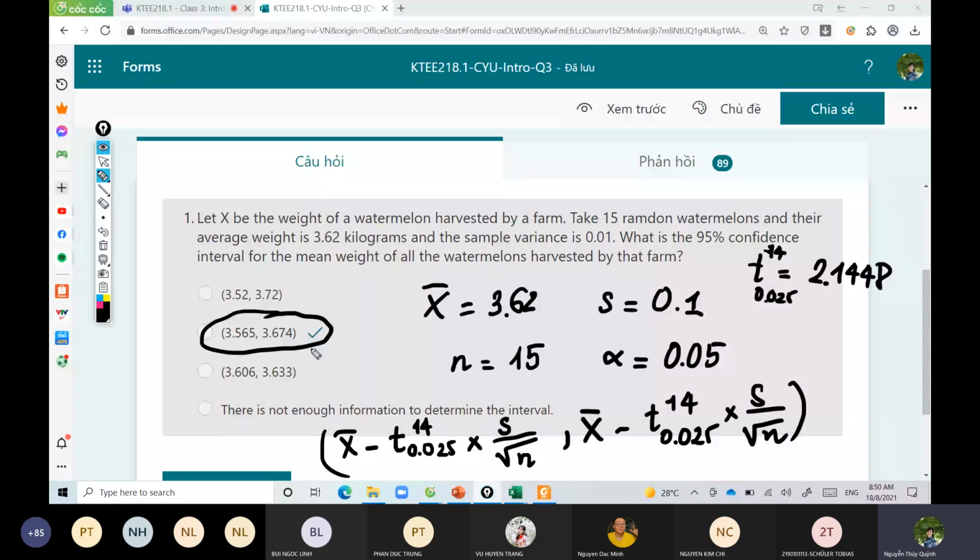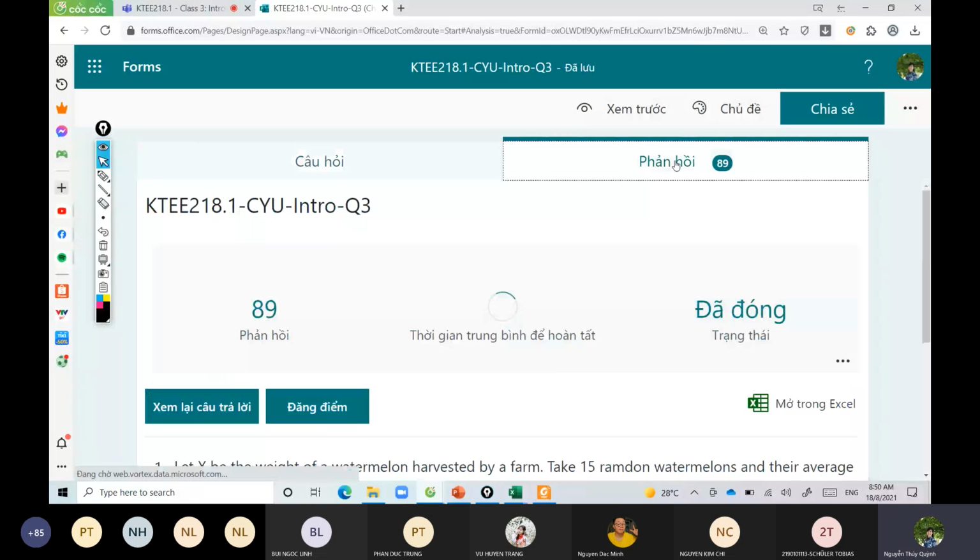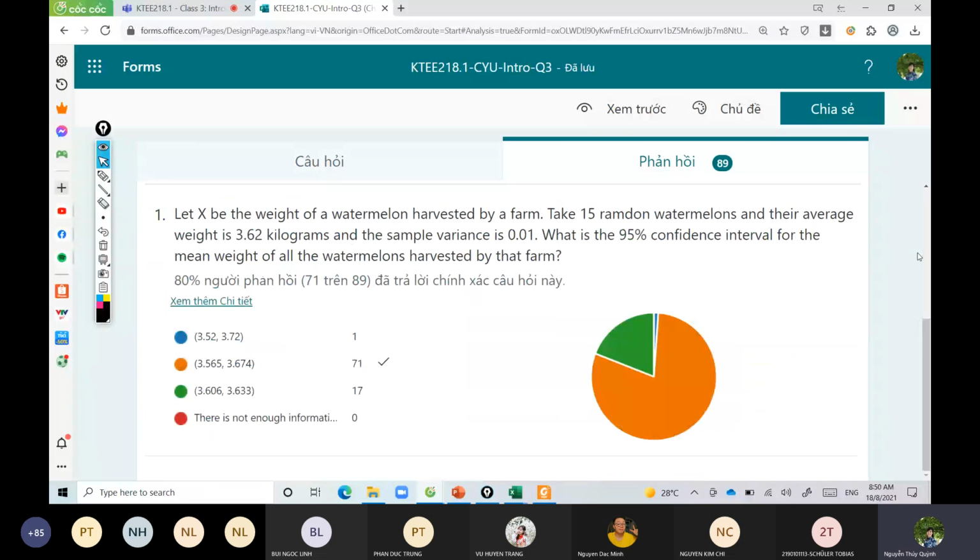All right. So check your answer. What do you get here? We have 71 out of 89 people provide the right answer in this case, which accounts for 80% of our class. It is a high number. Good. But a lot of you make a mistake here. Why do you get this number?